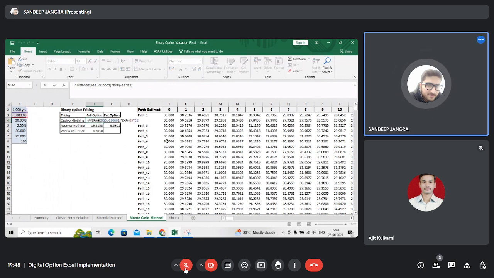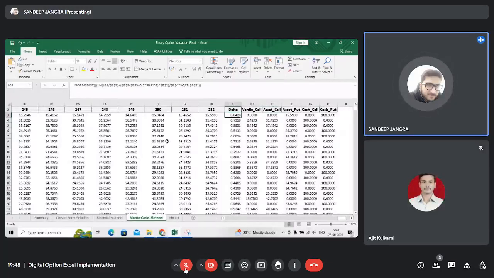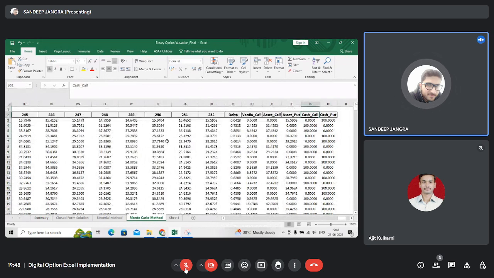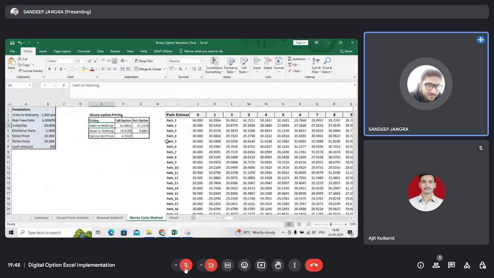Here you will see the J3 column. This is cash or nothing. All this is the payoff. We are simply taking the average of this and discounting it by the risk free rate, and that will give me the value of an option. The same thing we will do in our put options and asset or nothing call and put options also. So this gives the option value by using the Monte Carlo simulation method.